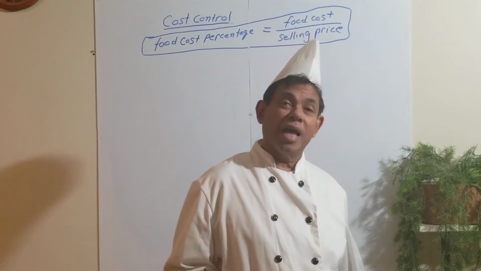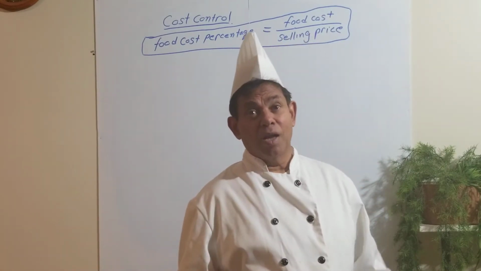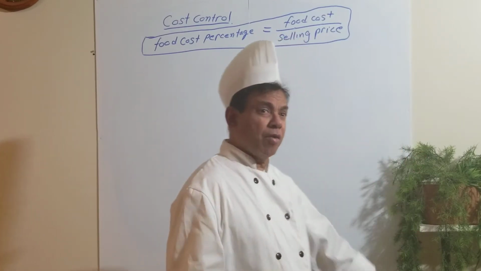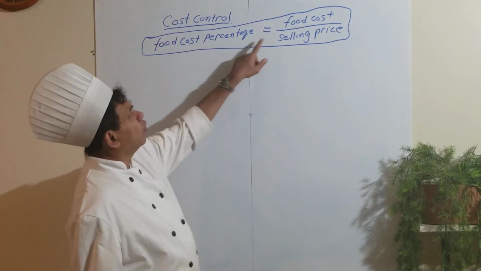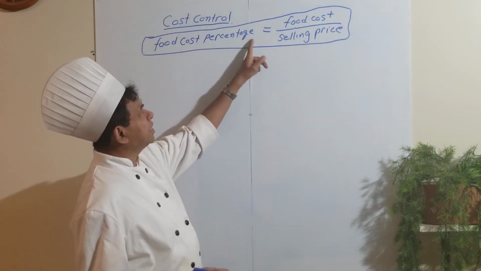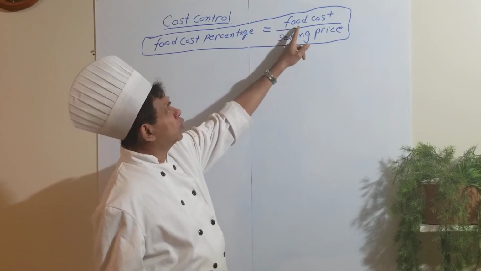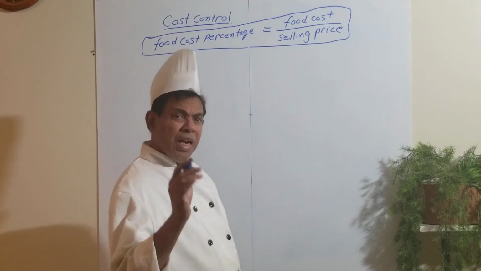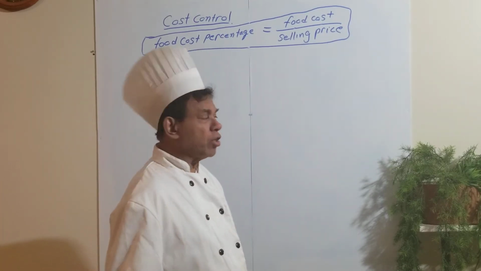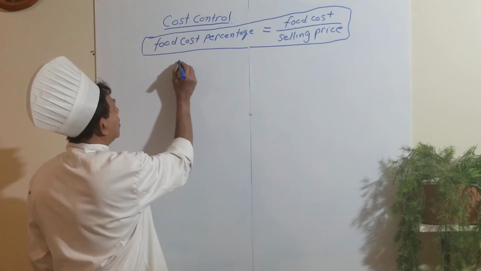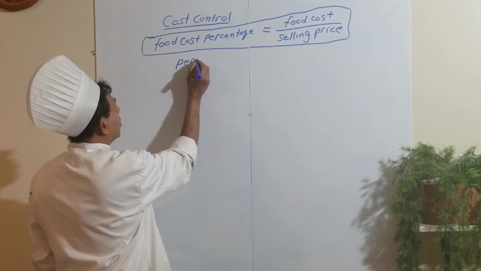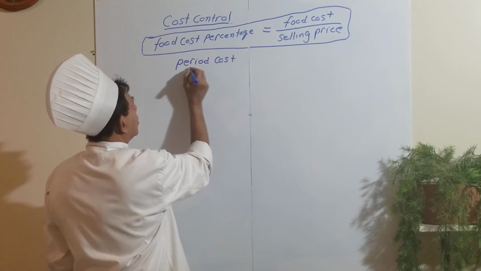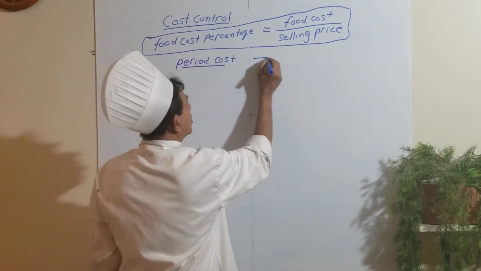I have to calculate that. The chef has to calculate that. I am going to show you how to calculate it. To calculate it, we always use this formula: food cost percentage is equal to food cost divided by selling price. Let's talk about the period cost now. Period cost, number one.